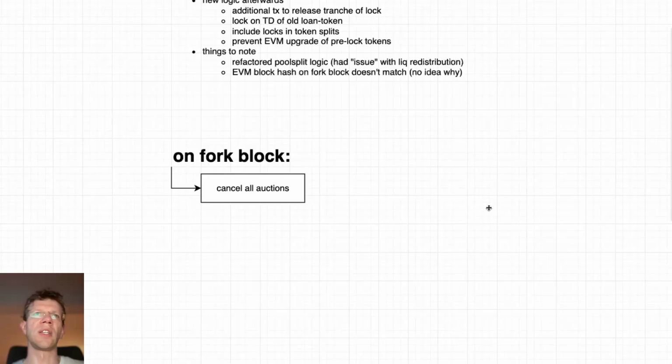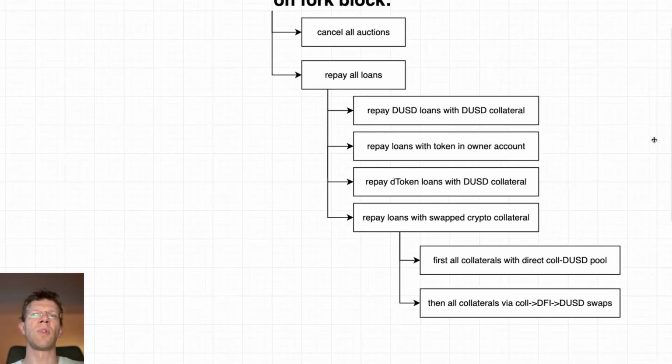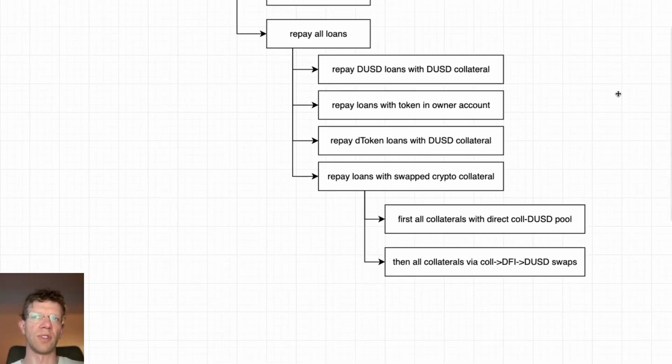Let's dive right in with the fork block. On the fork block, the first action we do is cancel all auctions, just to be clean, because we now force payback of all loans anyway, so no auctions should be open anymore, so they are all cancelled first. Then we have a big block of repaying all the loans.